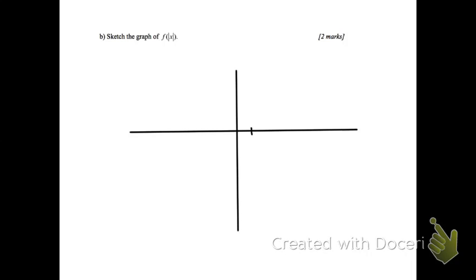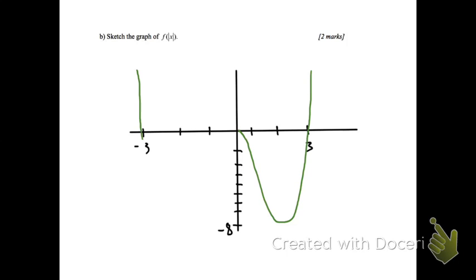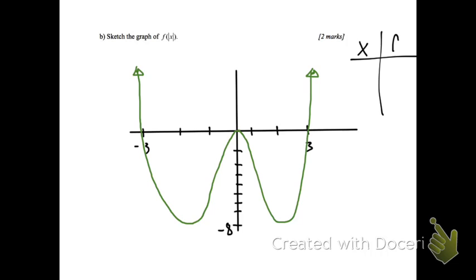So if I think about this graph, I can draw the right half of it here. This is the right half of the graph. But then this is actually just a reflection over the y-axis.